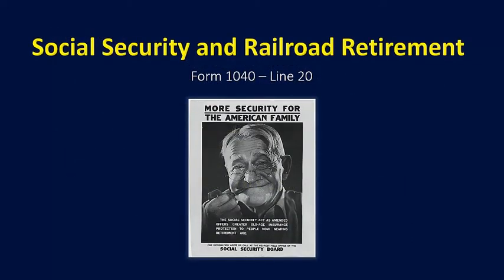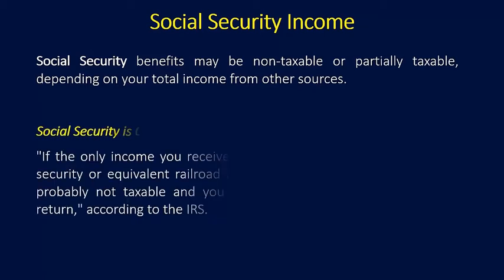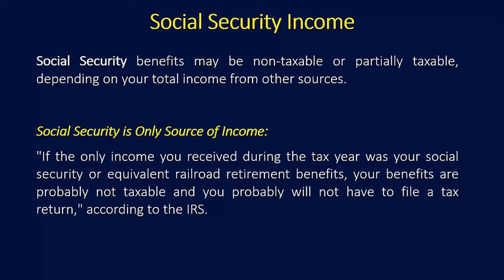Now let's move on to Social Security and Railroad Retirement, 1040, line 20. Social Security benefits may be non-taxable or partially taxable depending on the total income from other sources. If the only income received during the tax year was Social Security or equivalent railroad retirement benefits, the benefits are probably not taxable and you probably won't have to file a tax return. This is according to the IRS.